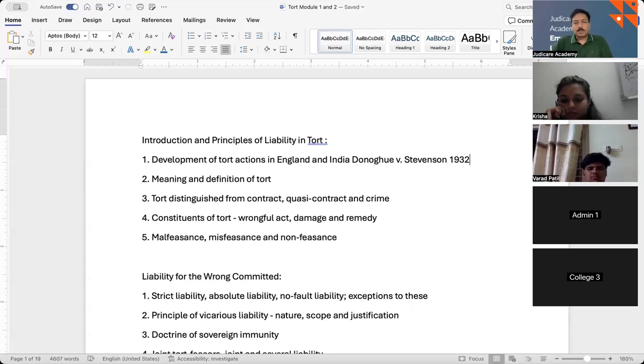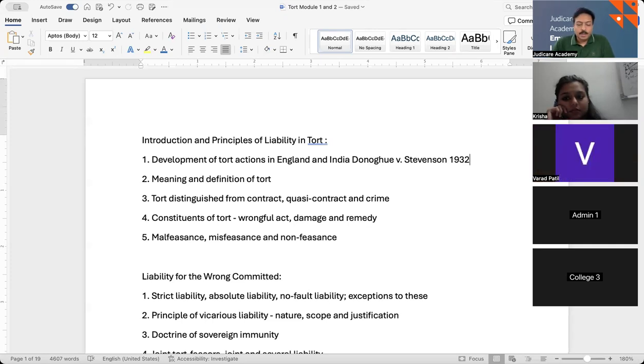Now we'll talk about a new topic, which is topic 5: malfeasance, misfeasance, and non-feasance. This is a topic which we have not covered yesterday. So let's talk first about the definitions. Malfeasance means what? It refers to a performance of an unlawful act.